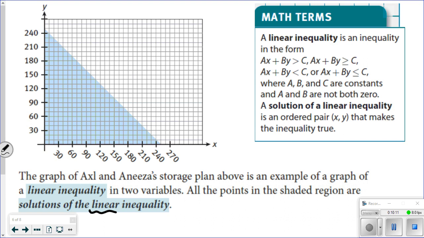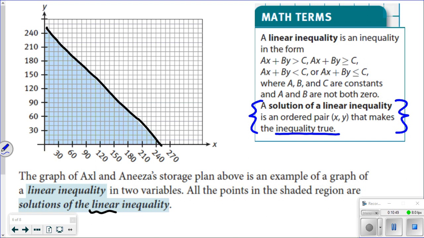I'm not sure if I'm jumping ahead, but usually there is going to be a line here, and we call this a boundary line. And we're going to talk about whether it's solid or dashed. Things on the boundary line, if it's solid, are within our solution region. Okay? A solution region means that those ordered pairs make the inequality true. When I plug them in, I get a true statement.